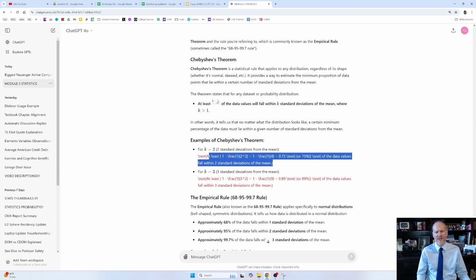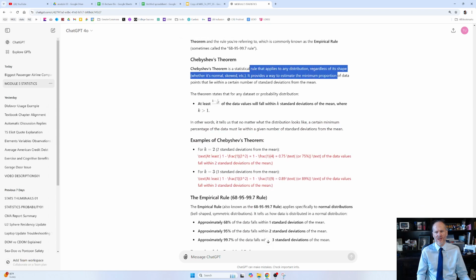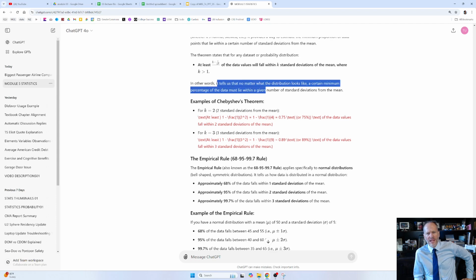And it looks like ChatGPT kind of didn't get that right here. It's trying to create a formula, but it didn't work. And so here, it's a statistical rule that applies to any distribution, regardless of its shape, whether it's normal, skewed, bell-shaped, right? It provides a way to estimate the minimum proportion of data points that lie within a certain number of standard deviations from the mean. The theorem states that for any data set or probability distribution, at least 1 minus 1 over k squared of the data will fall within k standard deviations of the mean, where k is greater than 1. In other words, no matter what the distribution looks like, a certain minimum percentage of data must lie within a given number of standard deviations from the mean.